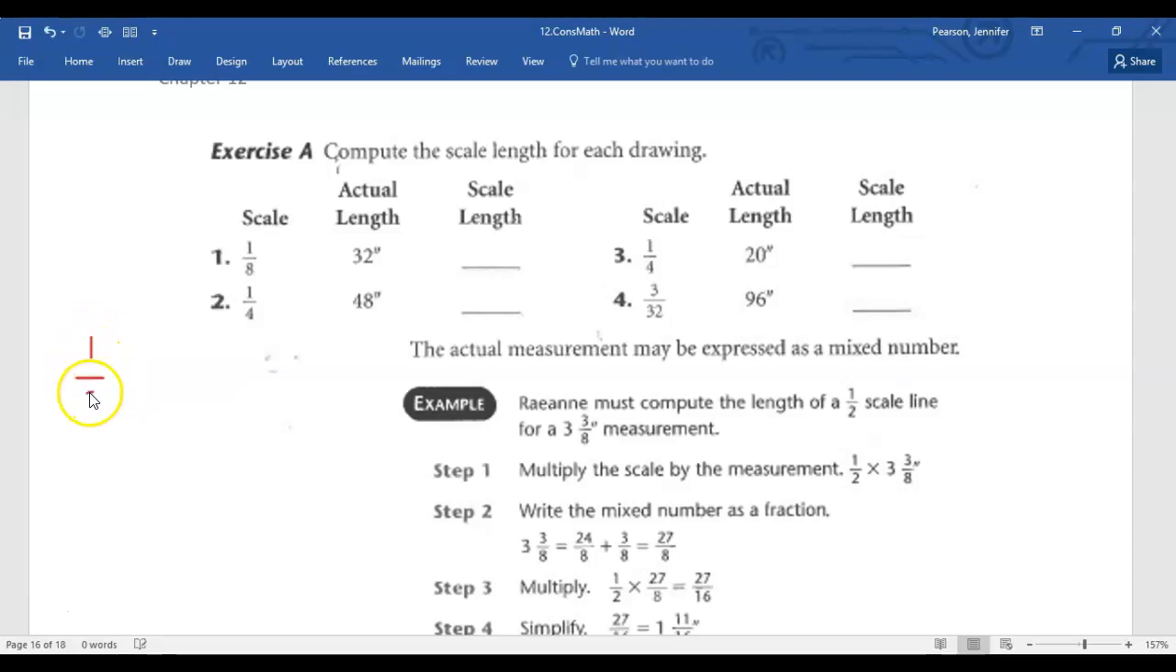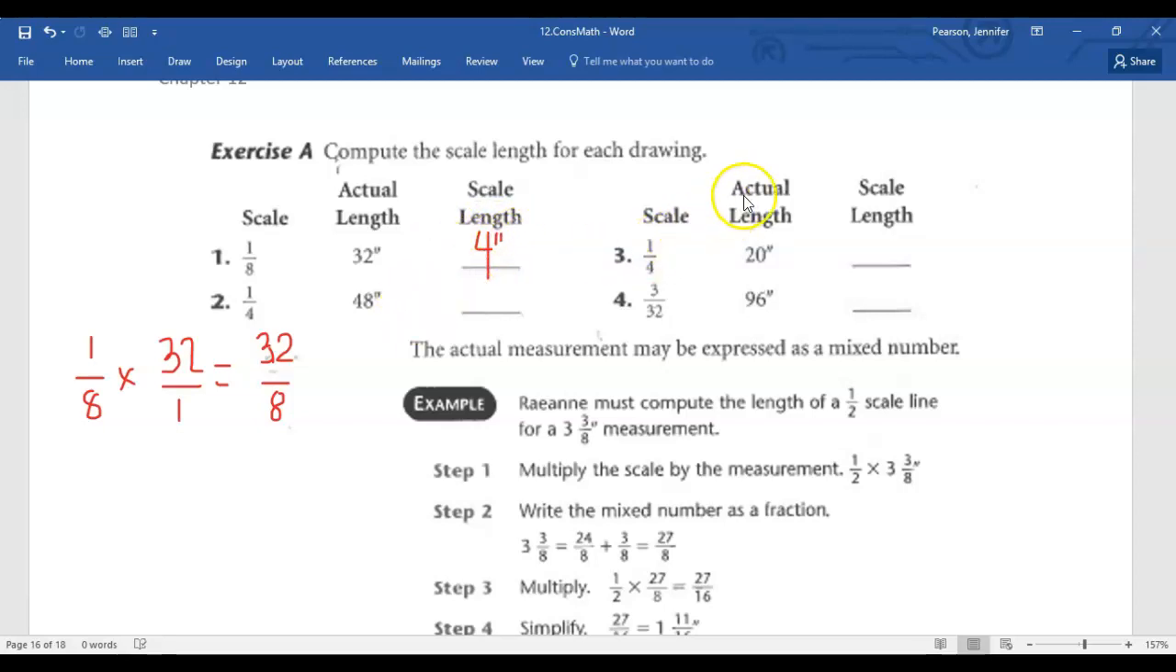So if I have 1/8 as my scale, I'm going to multiply that by 32. And I'm going to turn 32 into a fraction by writing it over 1. Any whole number can be turned into a fraction by writing it over 1. And then to multiply fractions, we're going to go straight across. So 1 times 32 would be 32 in the numerator, and 8 times 1 would be 8 in the denominator. And then we can simplify this by doing 32 divided by 8. I know that is 4, so the scale length drawing would be 4 inches.